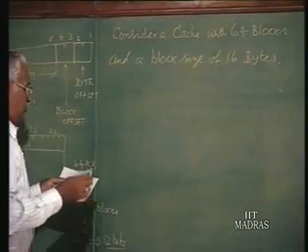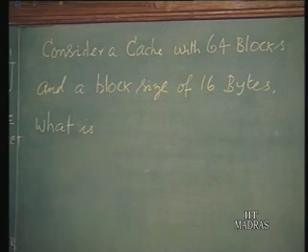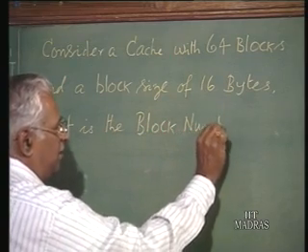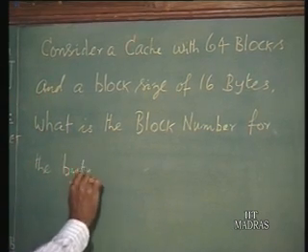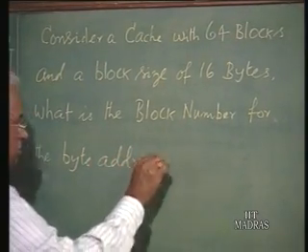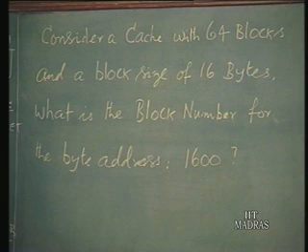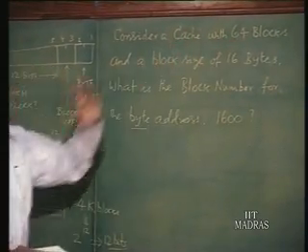Now, given this, what is the block number for a byte address? We have to know that. So, you are being asked to find out the block number for a given byte address. Let us say the address is 1600. So, that is the question. Given a byte address, we have to know in which block it will come. The previous example, we had as many as 4K blocks. But here we have only 64 blocks, that is the difference.